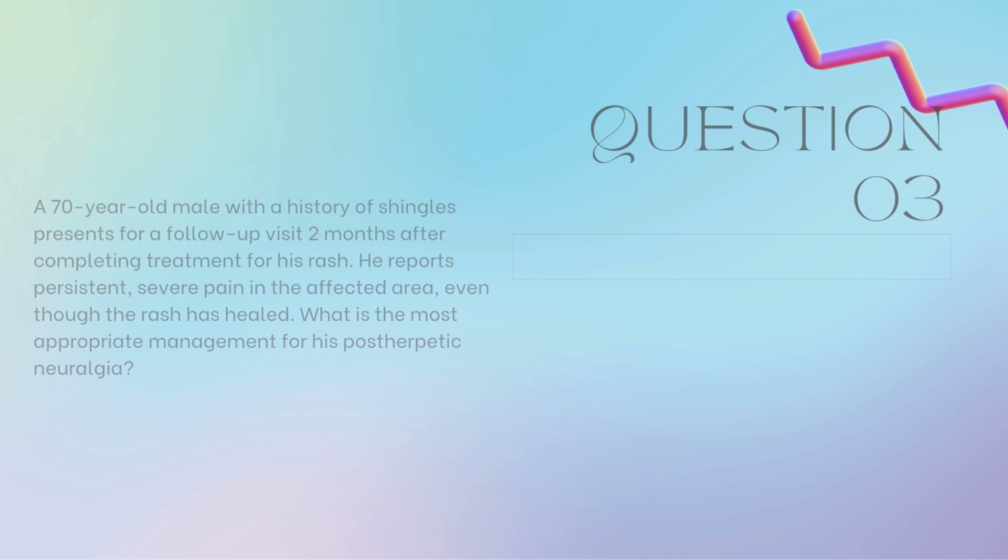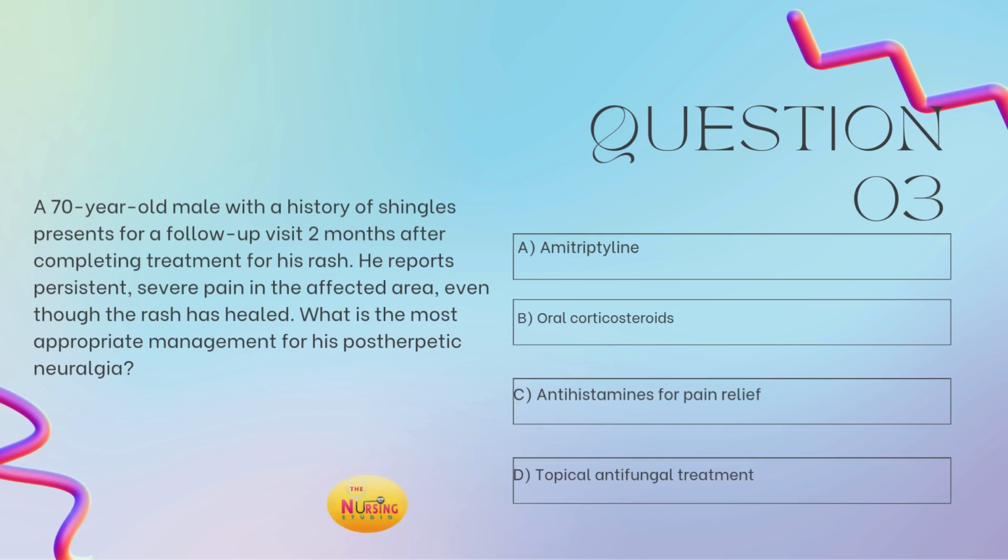All right, and question number 3. A 70-year-old male with a history of shingles presents for a follow-up visit 2 months after completing treatment for his rash. He reports persistent severe pain in the affected area, even though the rash has healed. What is the most appropriate management for his post-herpetic neuralgia? Is it A, amitriptyline, B, oral corticosteroids, C, antihistamines for pain relief, or D, a topical antifungal treatment? Take a moment and tell me what you got in the comments, you guys.